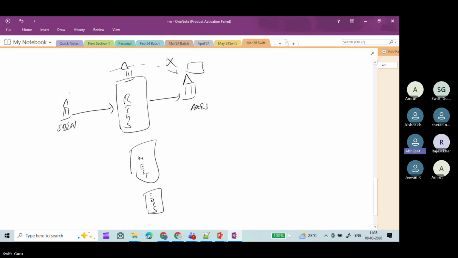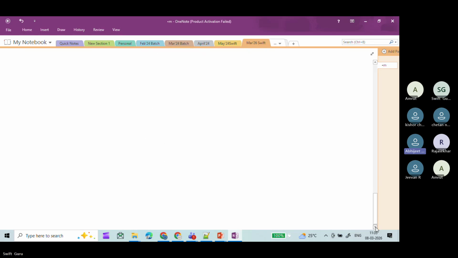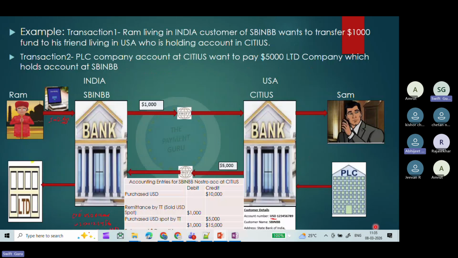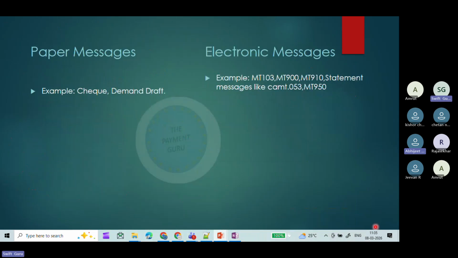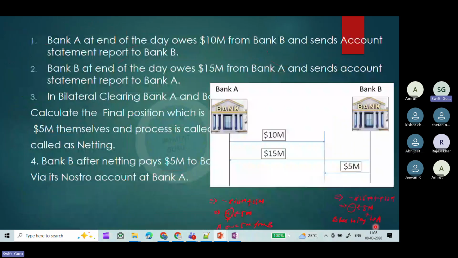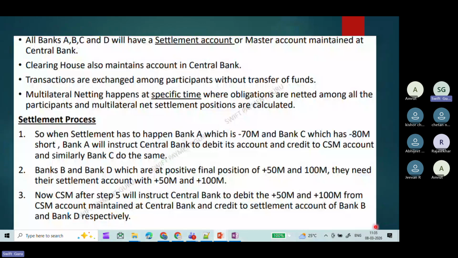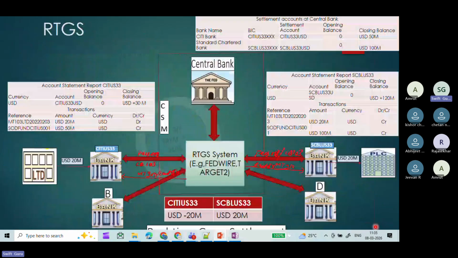So here SBI is sending an RTGS to Axis Bank, right? Since Axis Bank has SBI's account, in the name of SBI, no, they will not have an account at their bank. Sorry, I'll explain since you have asked. There is a concept which I'm going to explain once we reach that session. Since you have asked, I will give you a high-level idea of how things work.